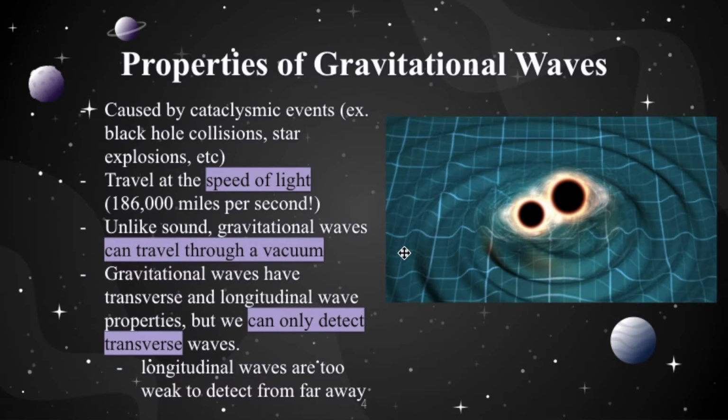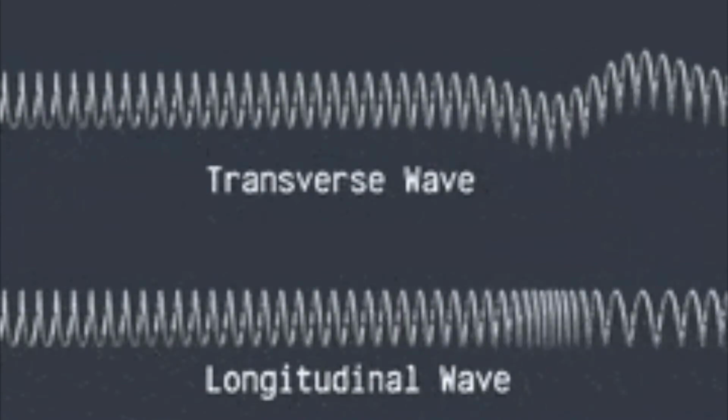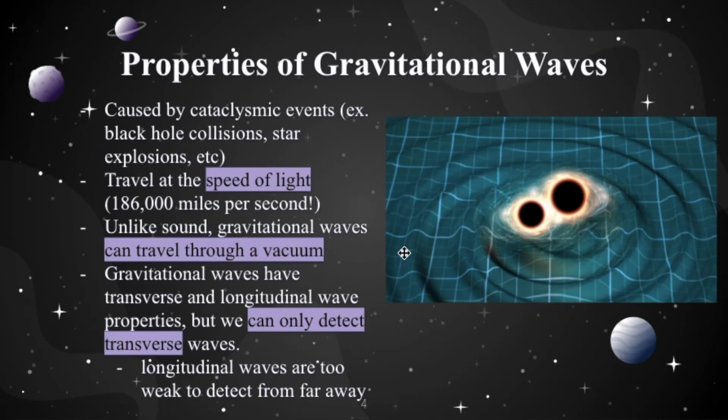Gravitational waves travel at the speed of light, which is 186,000 miles per second. Unlike sound, gravitational waves can travel through a vacuum. They can travel through nothing. They have properties of both transverse and longitudinal waves, which means that they stretch things in two directions. But scientists can only detect transverse waves.